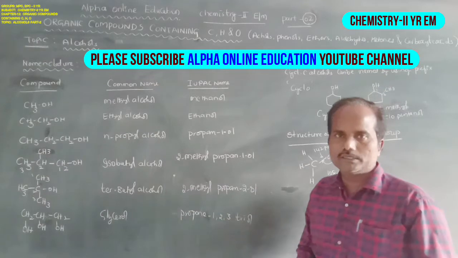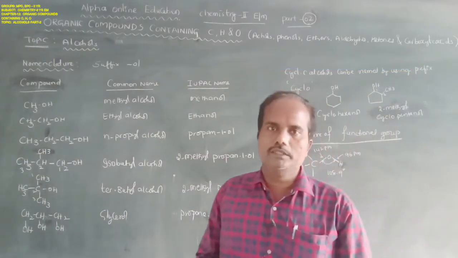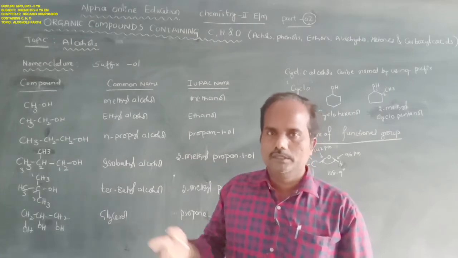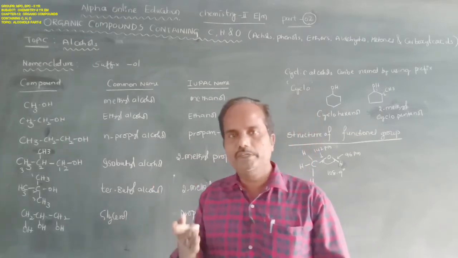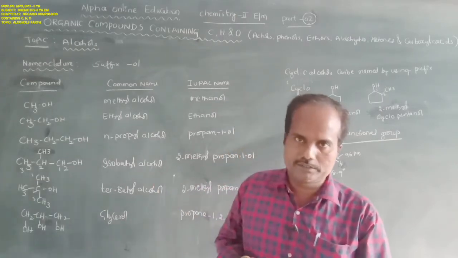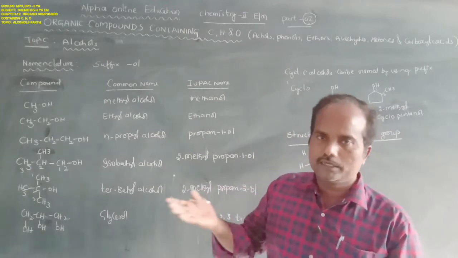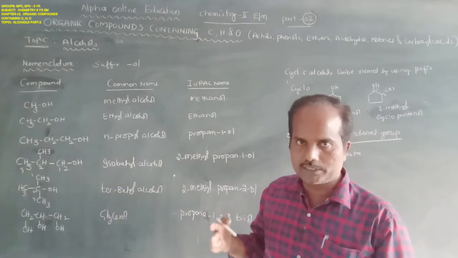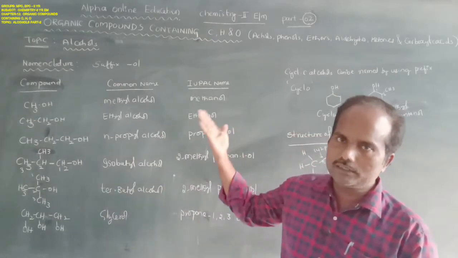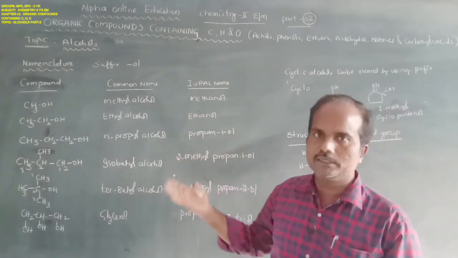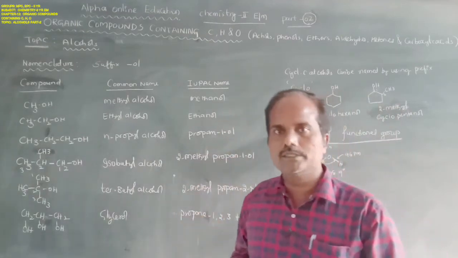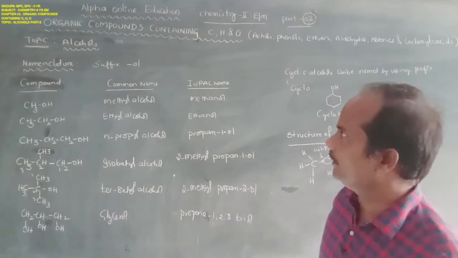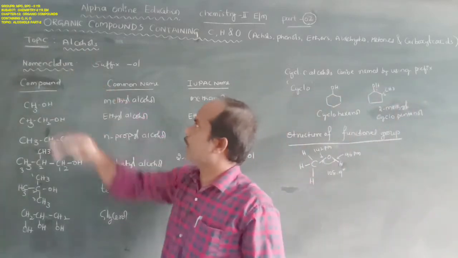Already in the previous class we discussed the carbon, hydrogen, oxygen containing compounds. That is alcohols, then phenols and ethers, and their classification. Let's see the alcohols first, followed by phenols, then ethers, then aldehydes, next ketones, then carboxylic acids. The first topic is alcohols.